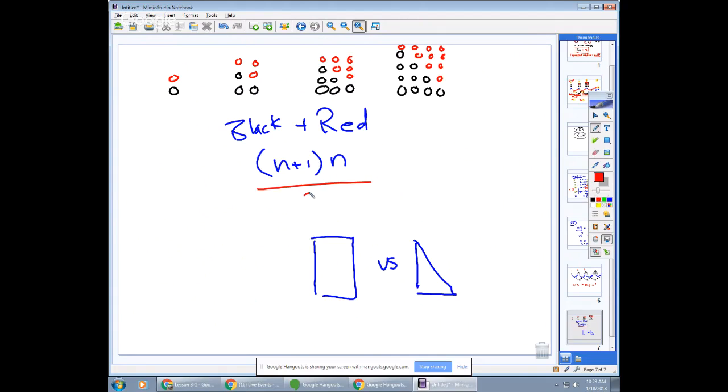So if I just cut that in half, let's see if that works. Okay, so what stage is this right here? 1, 2, 3, this is the 4th stage. Okay, so let's test it. 4 plus 1 would be 5, right? Times 4, cut it in half. What's 5 times 4? 20 divided by 2? 10. Are there 10 dots in the 4th stage? We did it together.